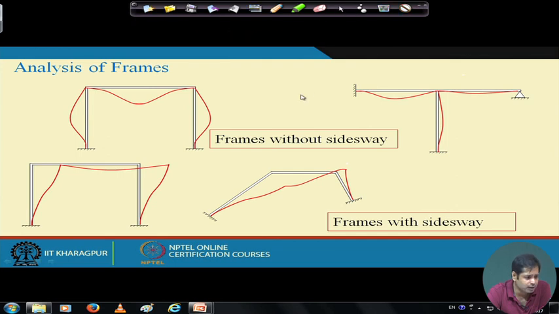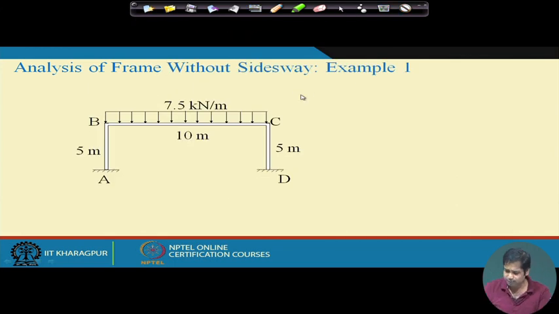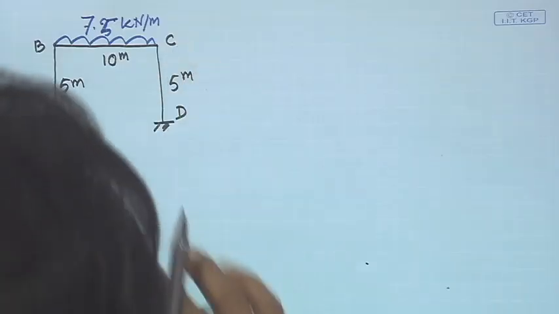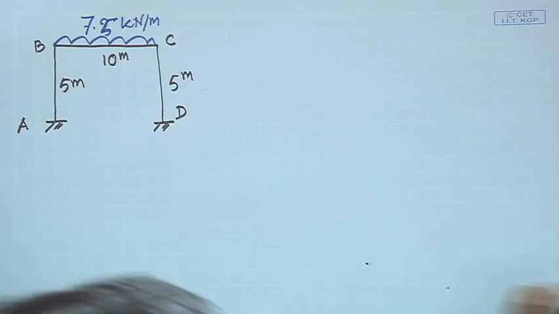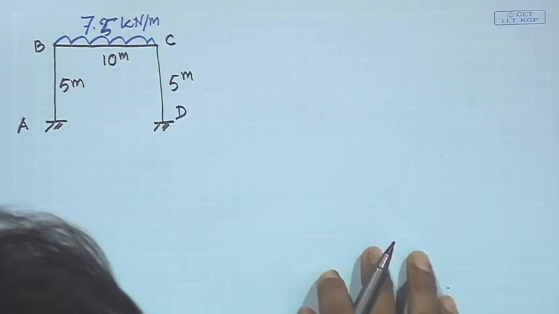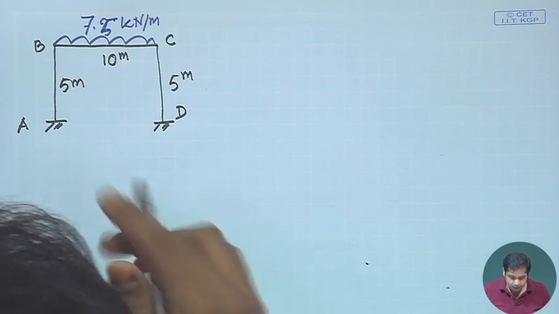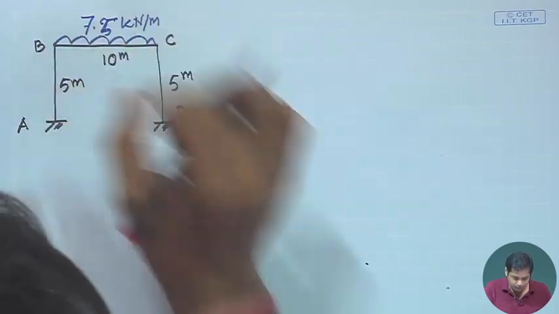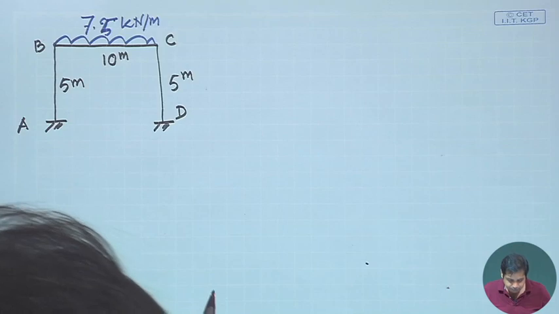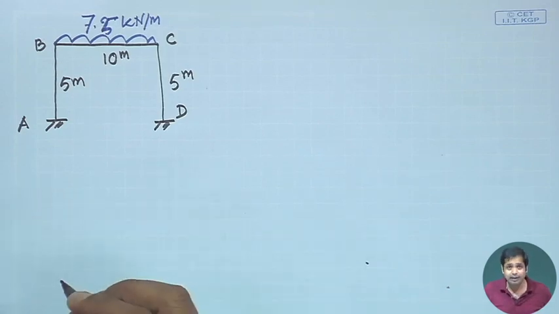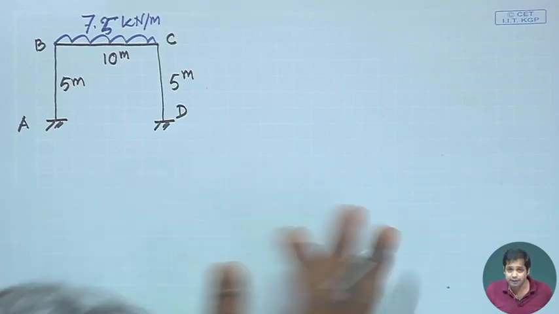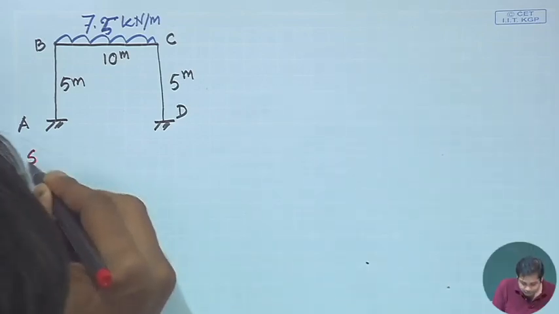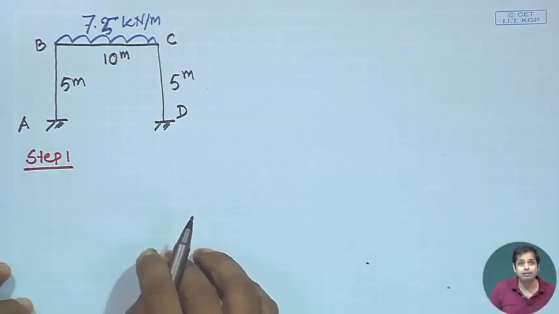Let's take this problem. There is a portal frame which is subjected to uniformly distributed load. We will apply the slope deflection method for this problem, going through all the steps that we learned in the previous classes. This frame has three parts: AB, BC and CD. The first step, step 1, is to determine the fixed end moments.